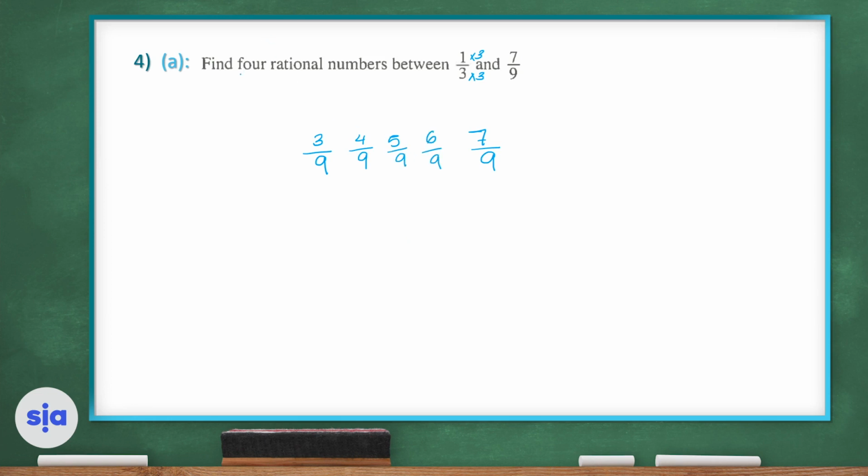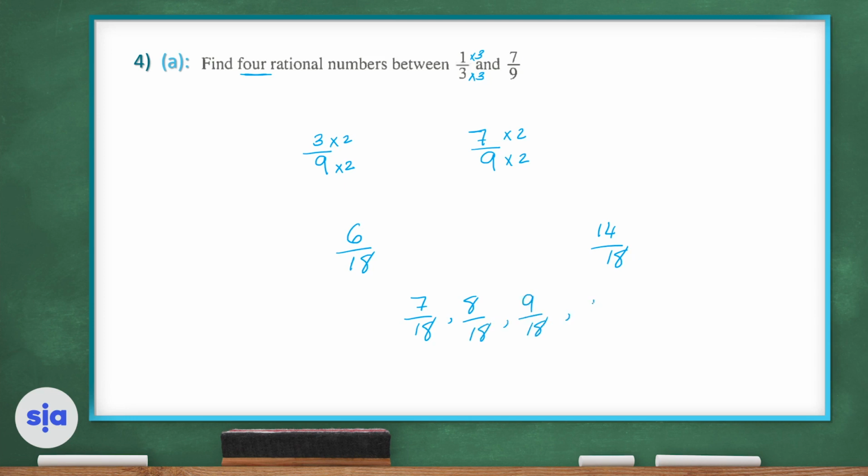But the question is asking me to find 4 rational numbers. So what I do here is that I'm going to multiply this up and down by 2, and this also up and down by 2. So it will be 6 over 18, and here it will be 14 over 18. Now, in between, you can find more than 4 rational numbers as 7 over 18, 8 over 18, 9 over 18, 10 over 18. You can still have 11, 12, 13 over 18.